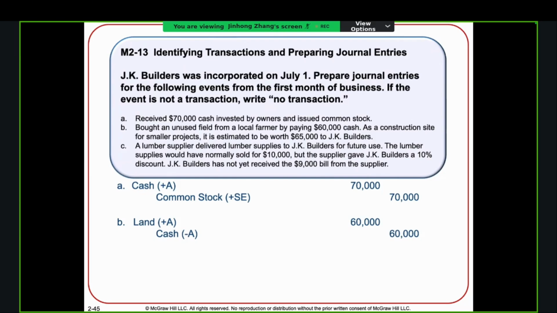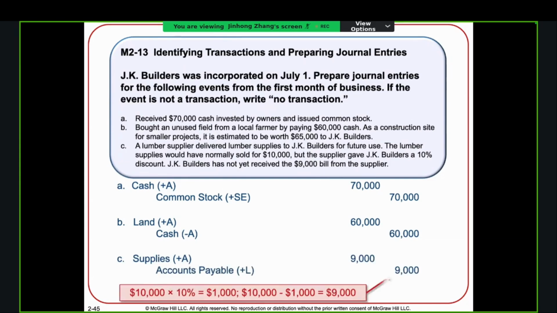Okay? Who wants to do it? The $9,000 for accounts receivable. Yeah, so the supplier is $9,000, right? Accounts payable, $9,000, right? So the 10% is discounted, so we don't need to pay the 10%, right?